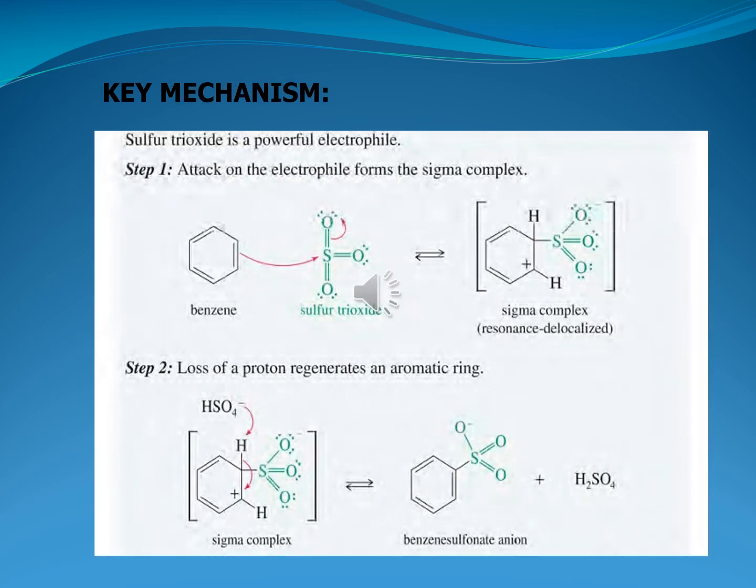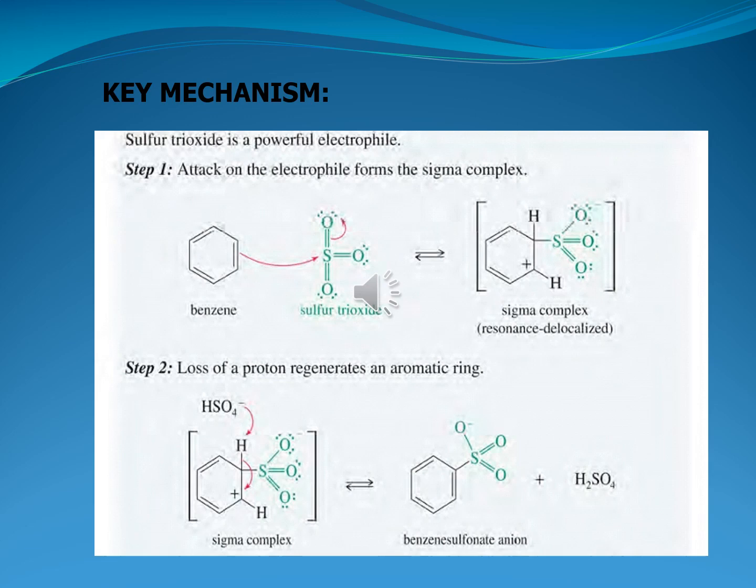The key mechanism of sulfonation consists of 3 steps. The first step is attack on the electrophile to form the sigma complex. The second step is loss of a proton that regenerates an aromatic ring. And the third step is the protonation of the sulfonate group on the benzene molecule by a strong acid. Let's see the details of each step.